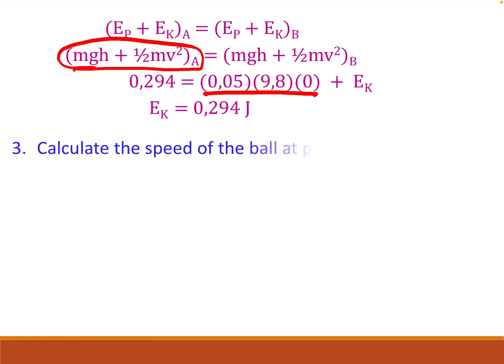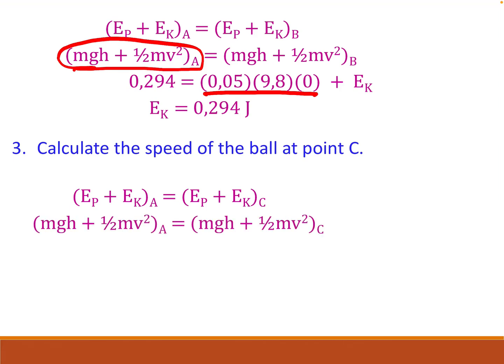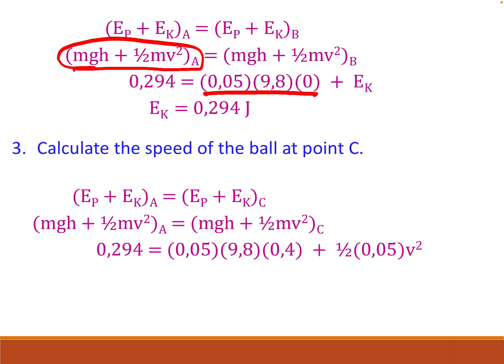Now they want the speed of the ball at C. It was 40 centimeters above, so now it has both potential and kinetic. So we're going to use A again, and now we're using point C. At A, it's 0.294. At C, it's above the ground, and I want V. We're going to solve for V.